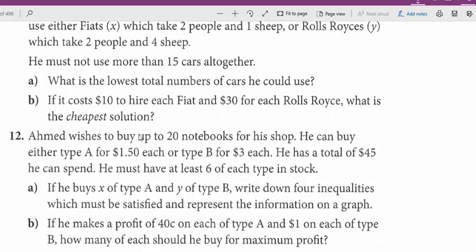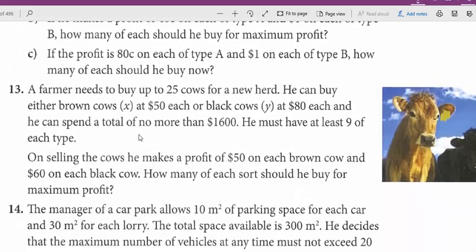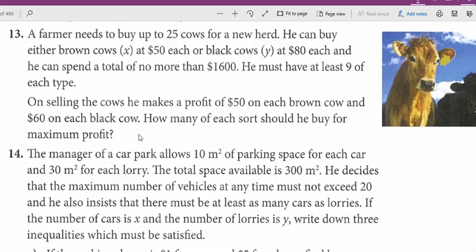Question 13. A farmer needs to buy up to 25 cows for a new herd. He can buy either brown cows at $50 each or black cows at $80 each. And he can spend a total of no more than $1,600. He must have at least 9 of each type.